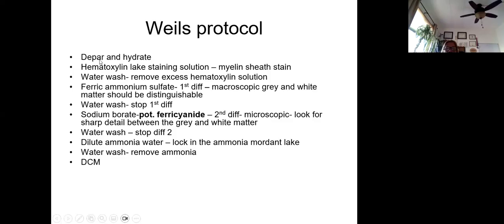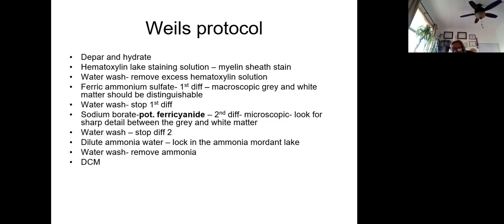So we're going to deparaffinize and hydrate. We're going to go into our hematoxylin lake. This is going to stain our myelin sheath. Then we're going to water wash to remove any excess hematoxylin. You're going to go into your first differentiation, which is ferric ammonium sulfate. And this is when you're going to see with your eyes macroscopically that gray and white matter become very distinguishable against each other. Then you're going to stop that with a water wash.